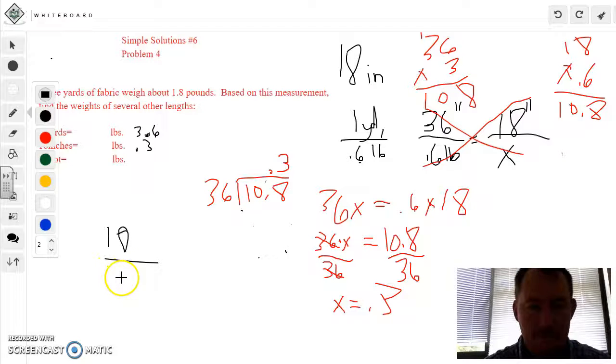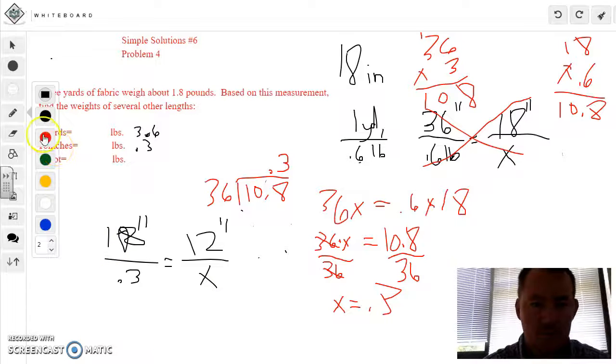18 over 3/10 equals, remember that's inches, so don't want to forget what the word problem's asking, because sometimes we get lost in the math. And then we can put us an X here, and we'll switch to red just so we're not getting confused. So I can do 18x equals 3/10 times 12. Go back to black so we don't get mixed up.